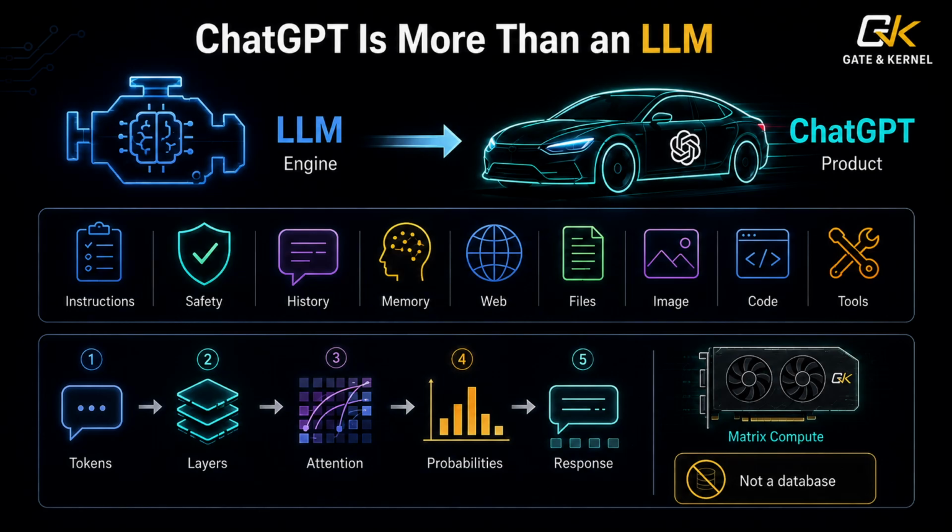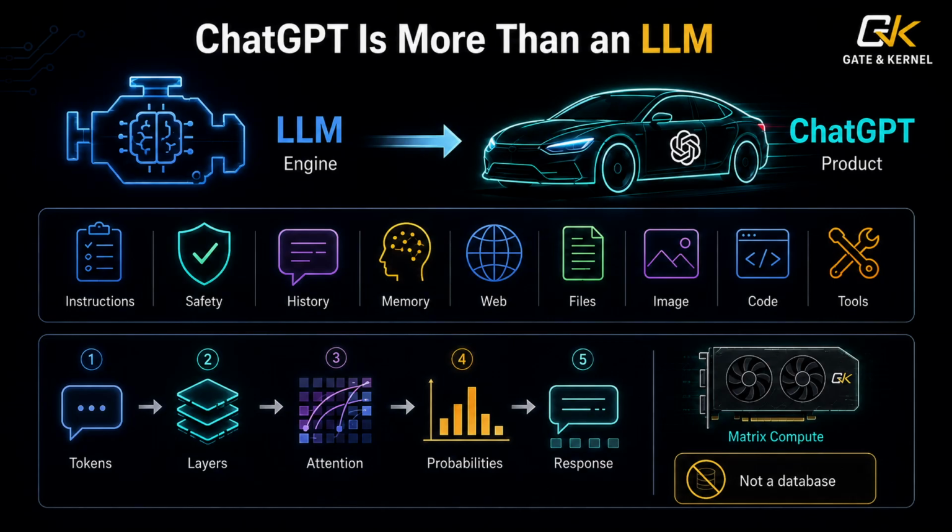Chapter 12. ChatGPT is more than an LLM. An LLM is the language processing engine. ChatGPT is the complete product built around one or more artificial intelligence models. A useful analogy is, the LLM is the engine. ChatGPT is the complete vehicle. A vehicle needs more than an engine. It also needs steering, brakes, instruments, a body, and control systems.